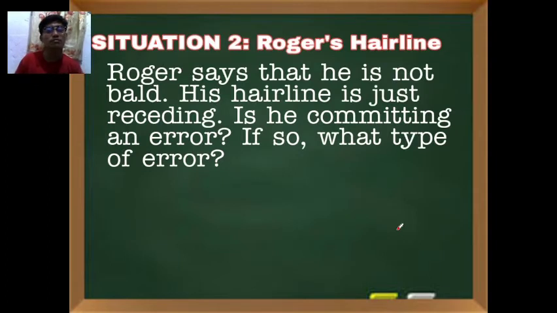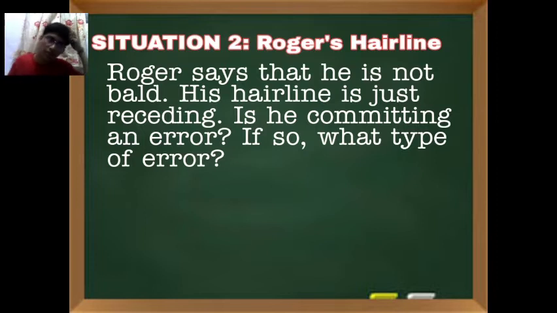Second situation, entitled Roger's hairline. Roger says that he is not bald. His hairline is just receding. What is receding? Nababawasan. Now, what is your null hypothesis? The hairline is just receding. But his claim is that he is not bald.